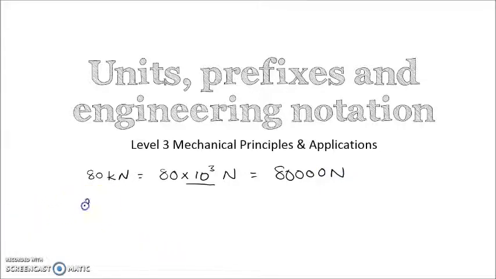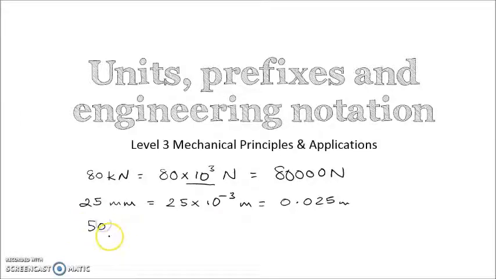Okay, 25 millimeters. You'll be familiar with meters and millimeters. And the milli part in front of meters means times 10 to the minus 3. So we have 25 times 10 to the minus 3 meters, and that's equal to 0.025 meters.